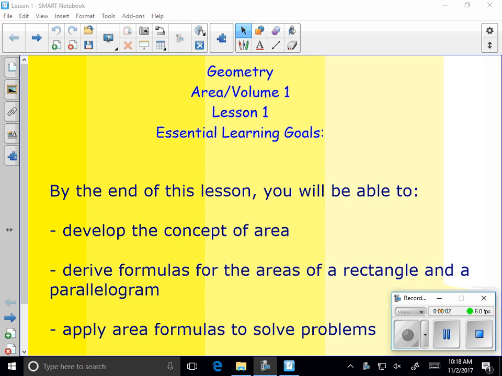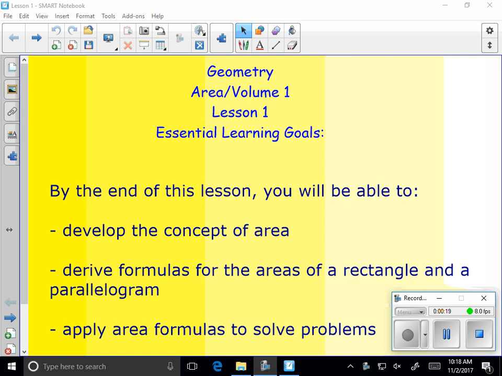Okay, Unit 5, AV1, Lesson 1. We're going to talk area. We're going to develop the formulas for rectangle and parallelogram and apply area formulas to solve some problems. I got a couple puzzles in here that I'm kind of excited about. Yeah, it's pretty fun. Area is fun.